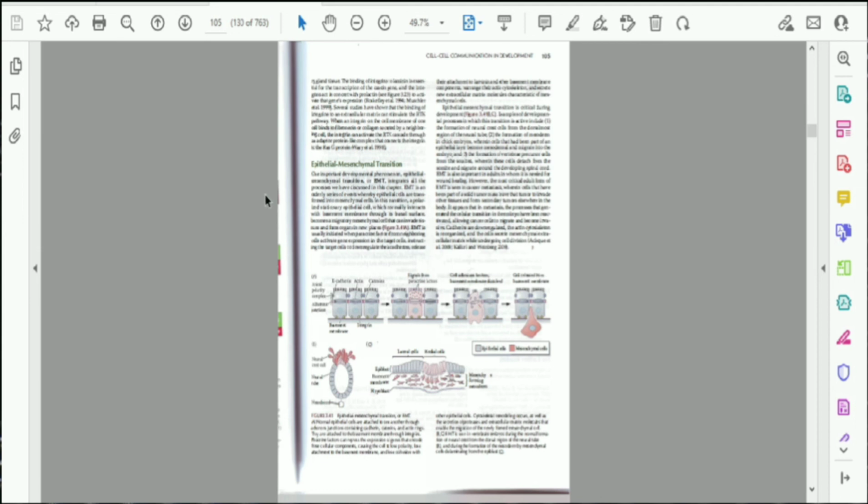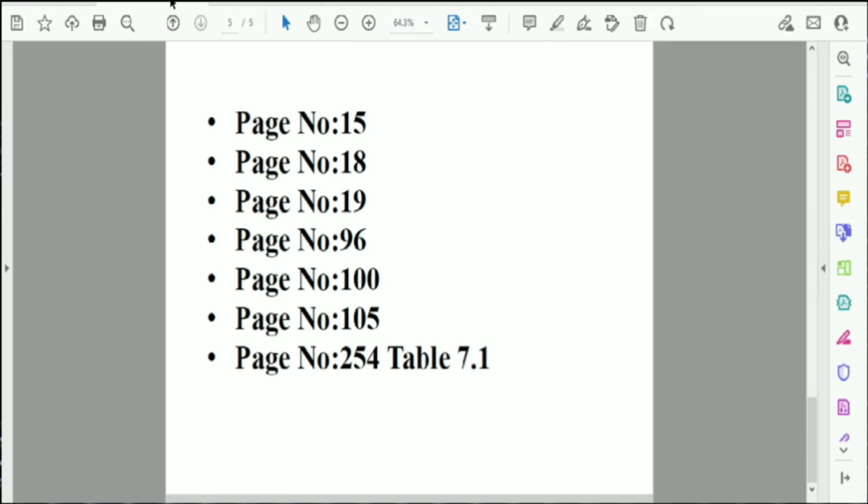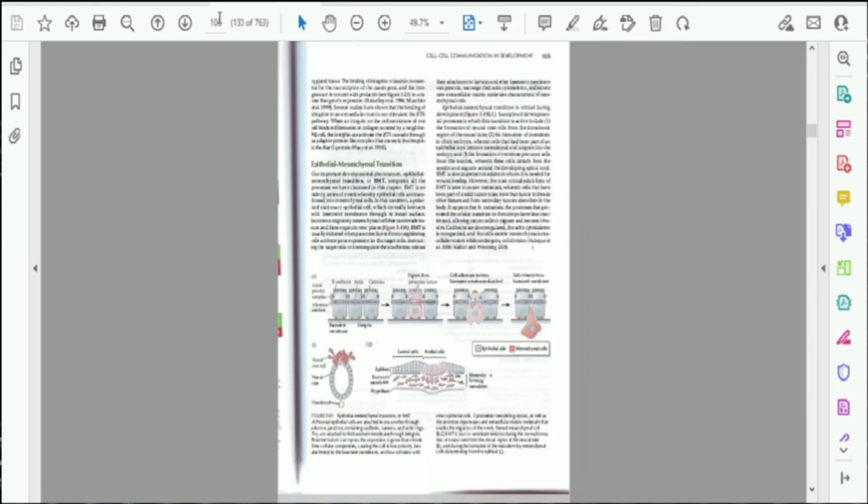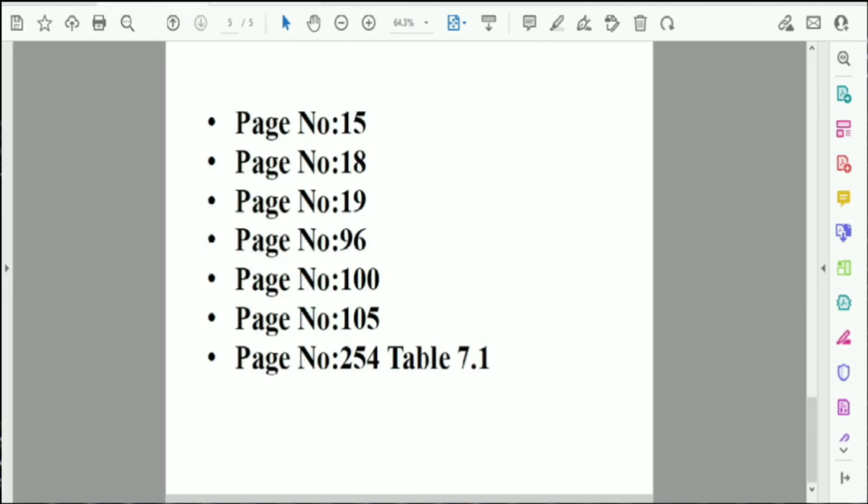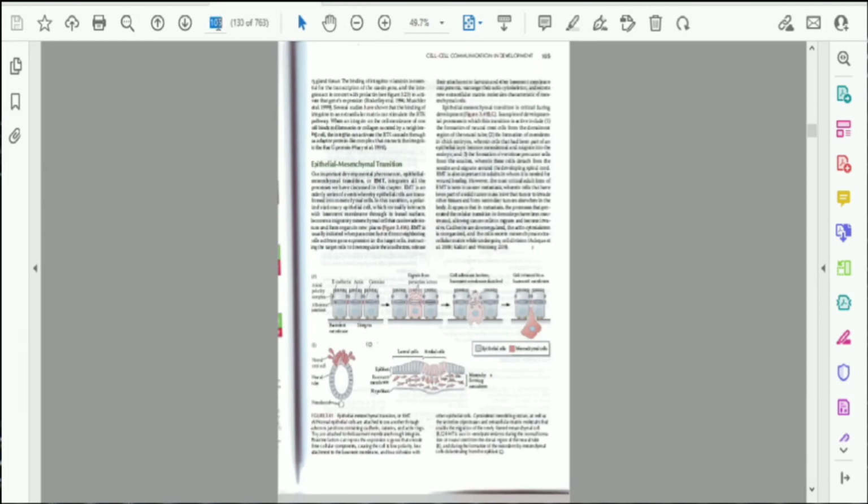Try to refer sitting with a pencil along with your notebook and this particular book, Xerox or this book itself. Always have a pencil in your hand. Only then can you keep yourself focused throughout the preparation. Okay. Next page number is 254.